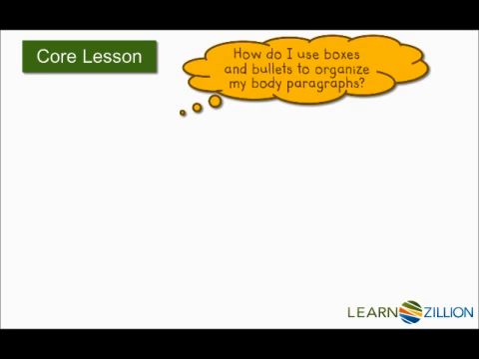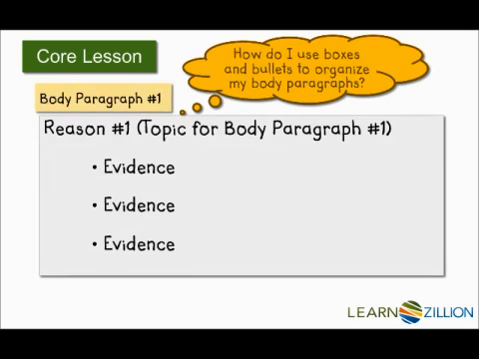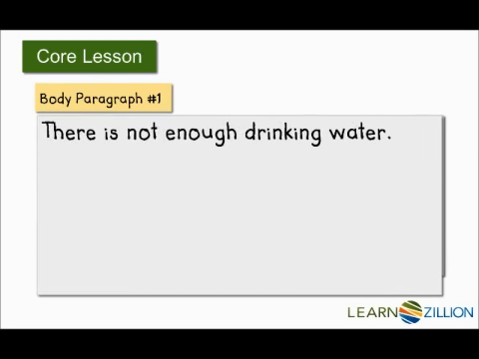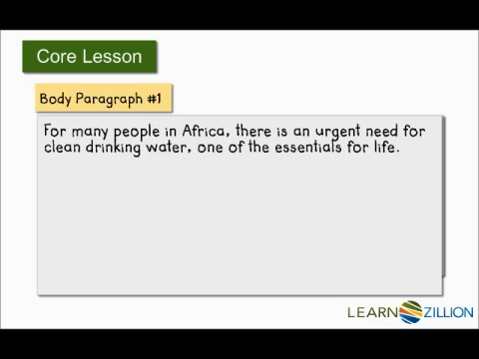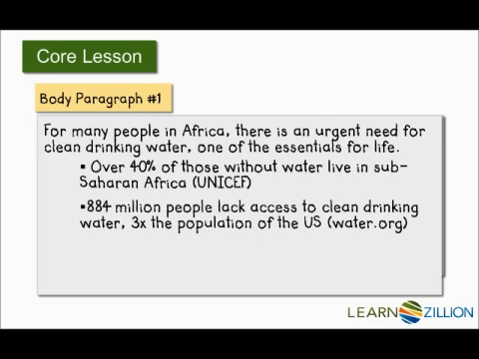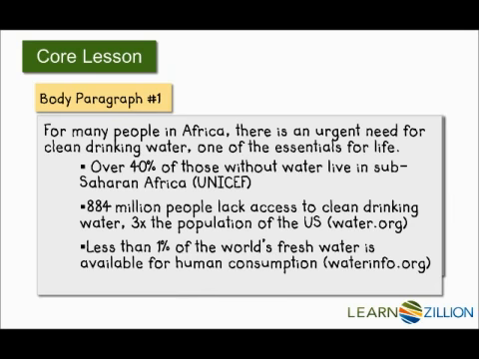So how do I use the boxes and bullets to organize my body paragraphs? Well, body paragraph number 1 is reason number 1. I take my claim and I turn it into a topic sentence. And then here's my supporting evidence, and pause if need be, if you want to read that.